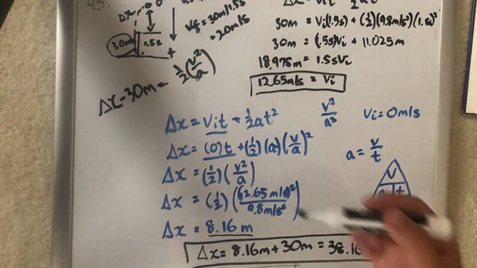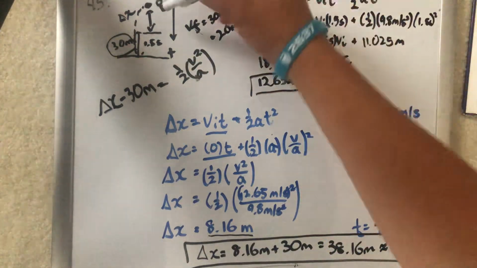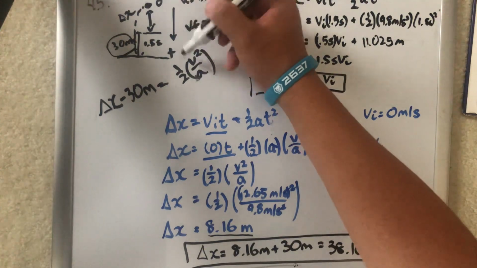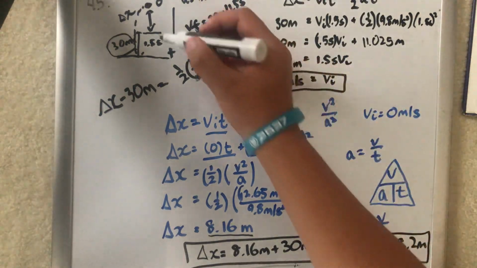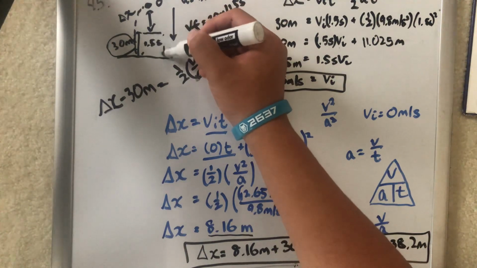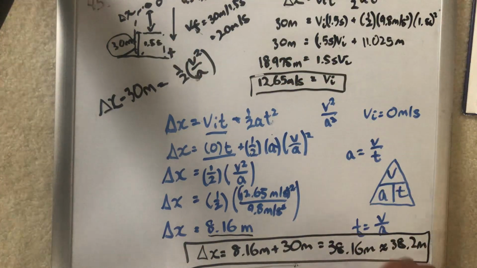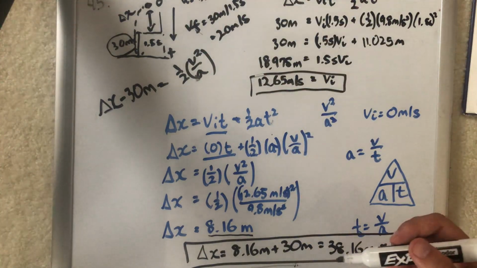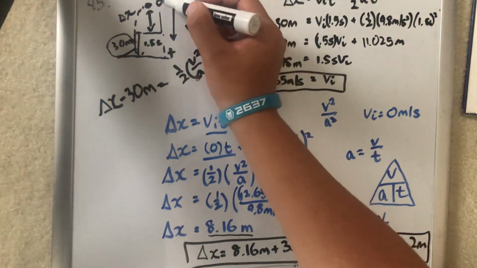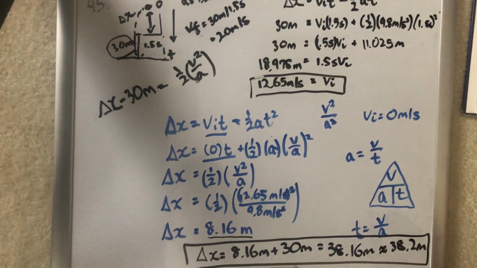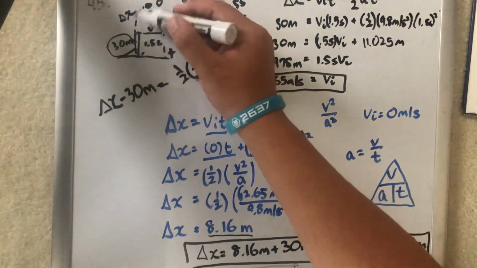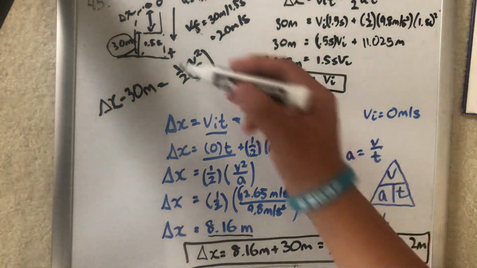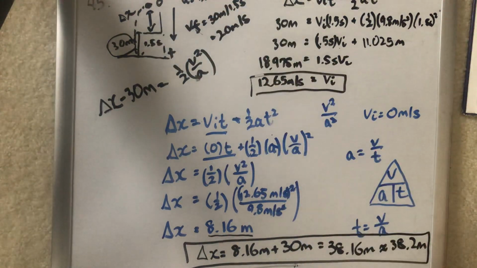So now we know that as it was falling, the acceleration was 9.8 meters per second squared. At the end of the last 30 meters, it was 20 meters per second. At the start of that stretch, it was 12.65 meters per second. At the beginning, it was 0 meters per second. The whole thing was 38.2 meters, and the last 30 meters.